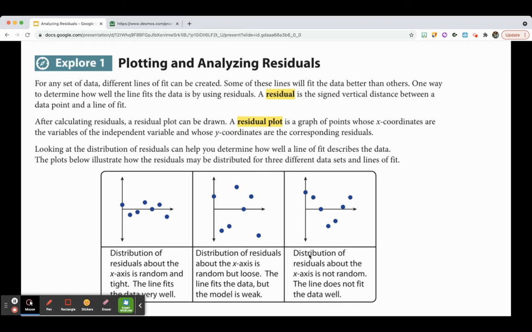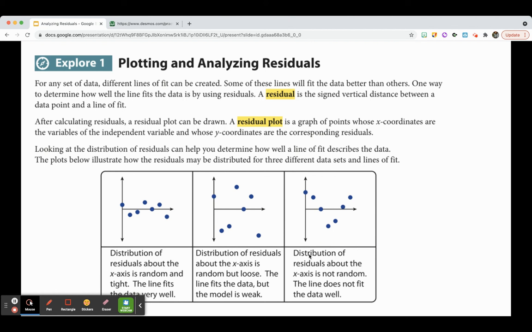For any data set, of course, there are different lines of fit that can be created. And from student to student, it varies based on the information and how you estimated those scatter plots on a graph whenever you weren't given a table. Some of these lines of fit will fit the data better than others, and one way to determine that is by using what's called a residual. A residual is a signed vertical distance between a data point and the line of fit.